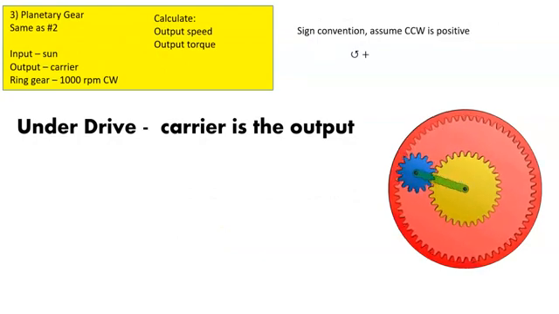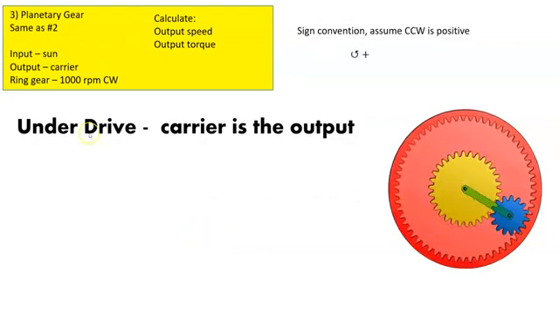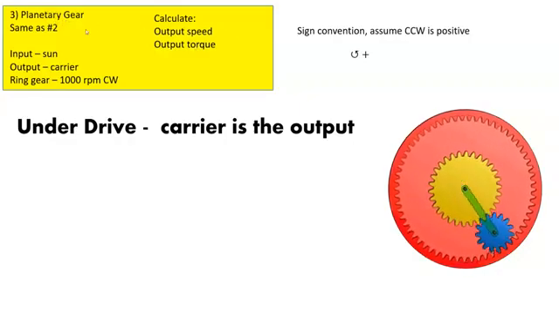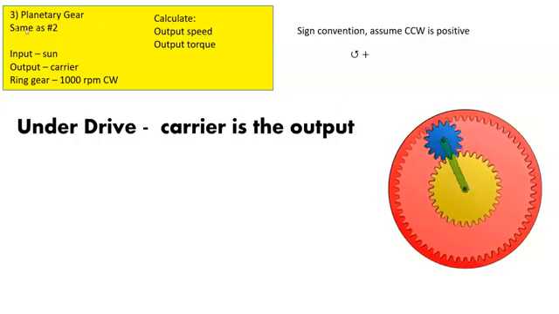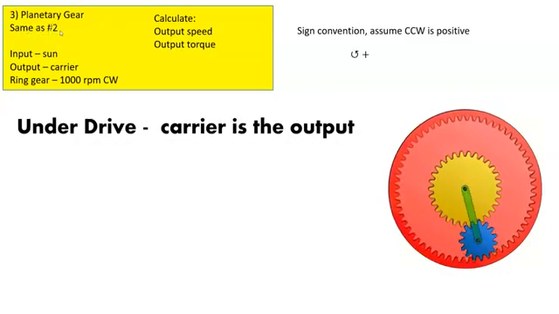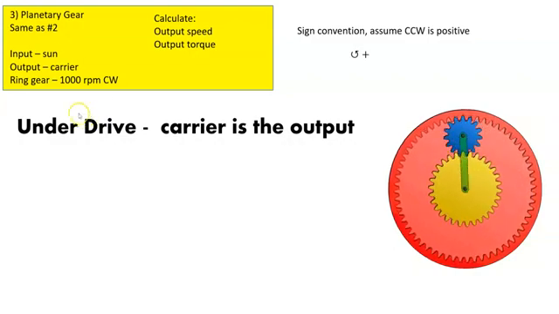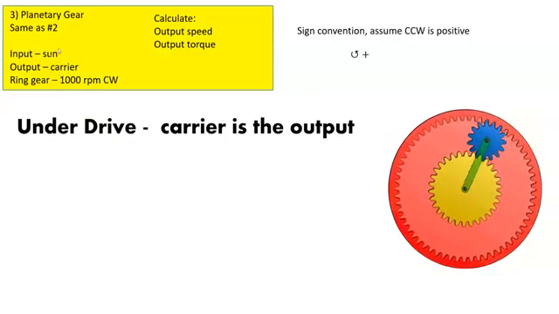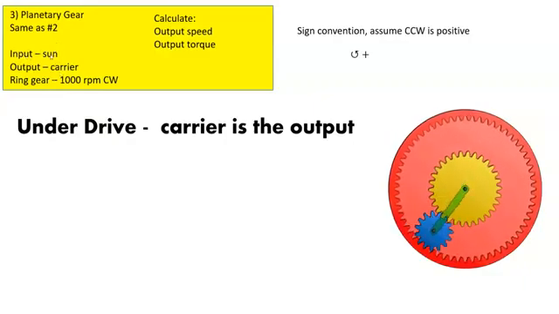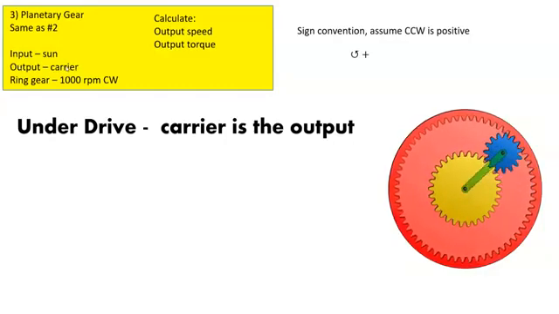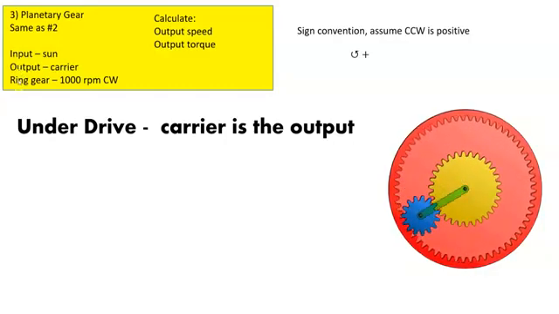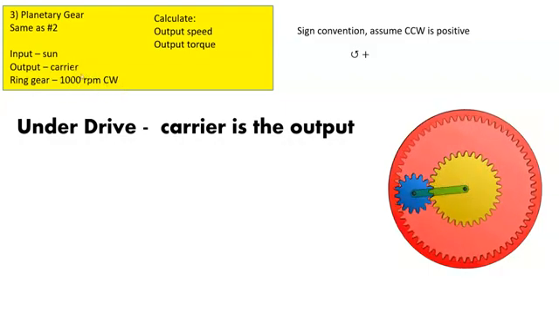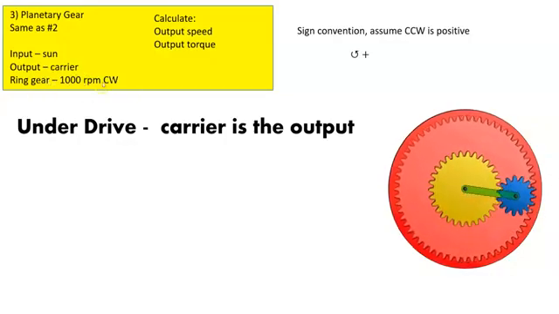Now let's look at number 3. It's an interesting one, because we have a planetary gear with the same motor inputs as number 2: 3,600 RPM, 26 foot-pounds of torque. Our input is our sun, and our output is our carrier. So 3,600 RPM is going to be the sun. We don't know what the output of the carrier is going to be, but here's the twist. We've got a ring gear going at 1,000 RPM counterclockwise. Direction is going to be more important in this one than in the others.